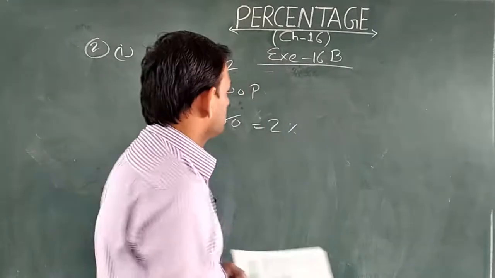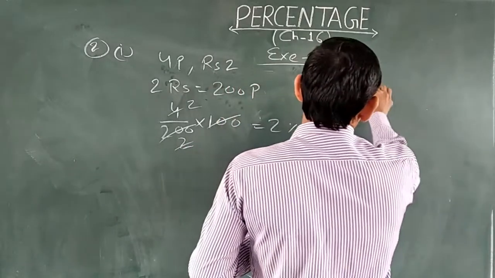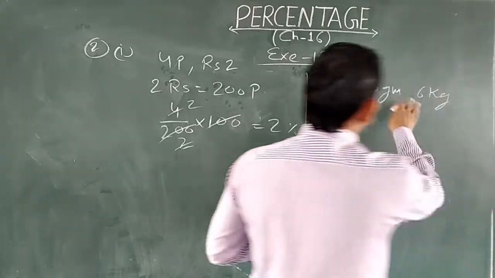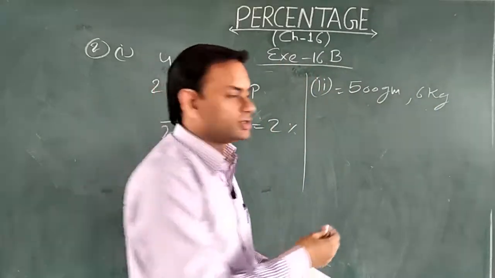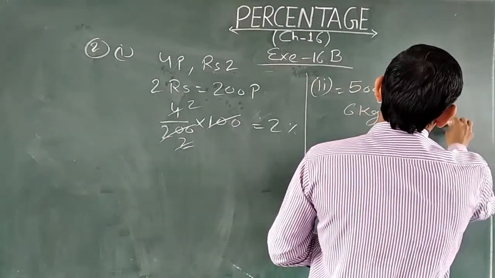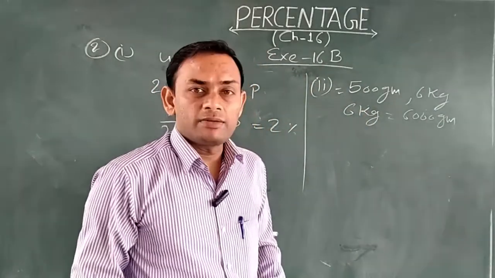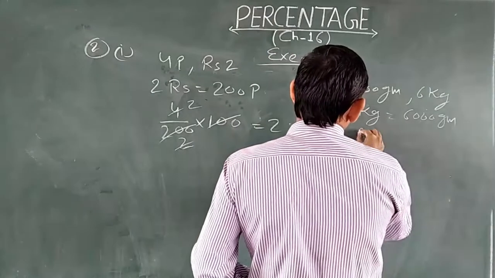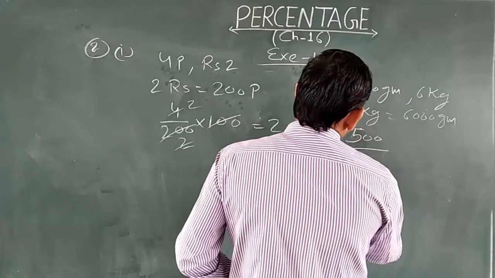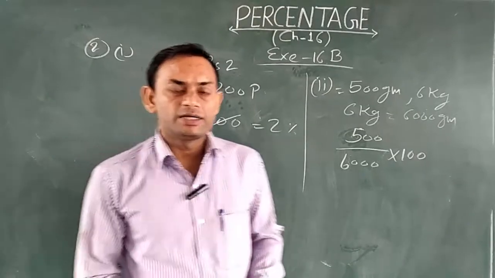The other part, the second part, I am telling you: 500 gram and 6 kg. Again two units are there, so first of all you will change the unit. 6 kg will be 6000 gram. Now you will find the percentage of 500 gram out of 6000: 500 upon 6000 multiplied by 100. Solve it, you will get the answer.